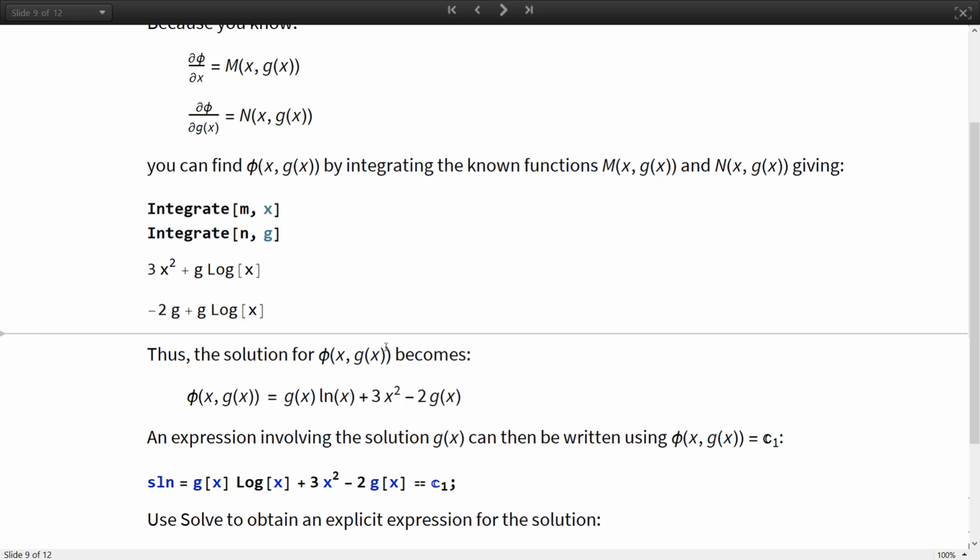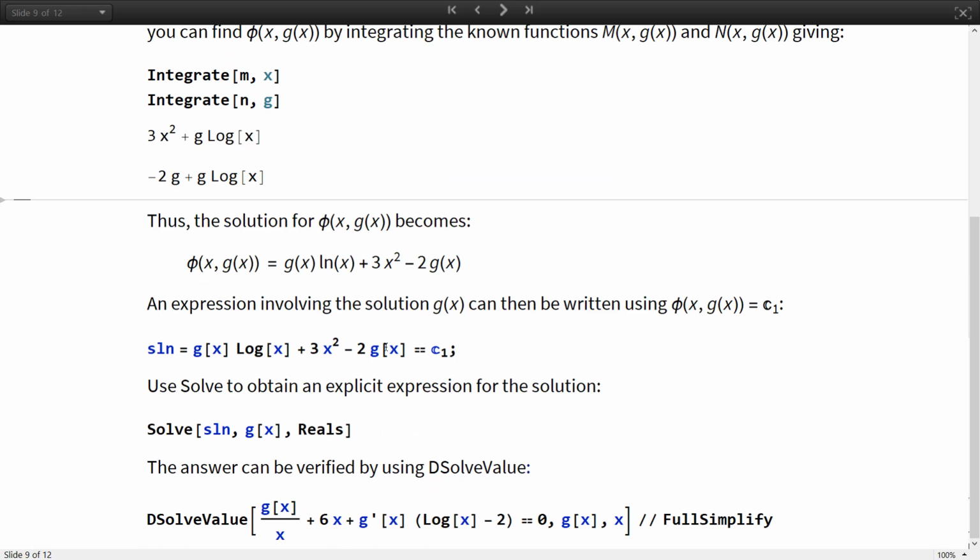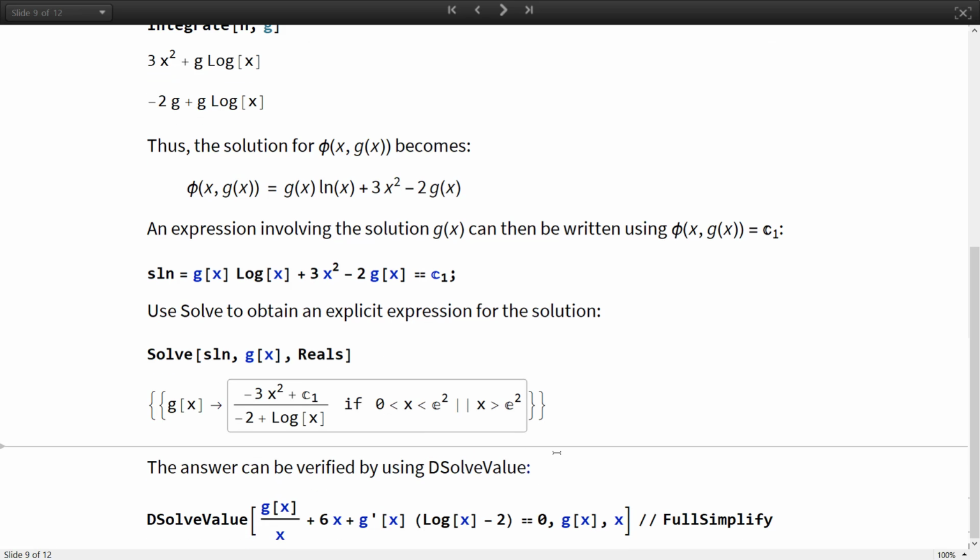Notice that these extra terms, 3x squared and minus 2g, depend only on x or only on g. So one of these terms will be 0 after applying the partial derivatives from the differential relations. We now have a solution for the auxiliary function. Setting the expression for the auxiliary function equal to an arbitrary constant gives an implicit solution for the function g of x. Now we can solve for g of x to get an explicit expression for the solution to the differential equation. It can be seen that the result we just found agrees with the DSolve value.